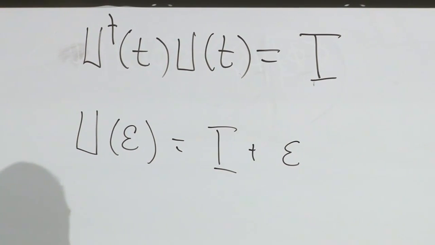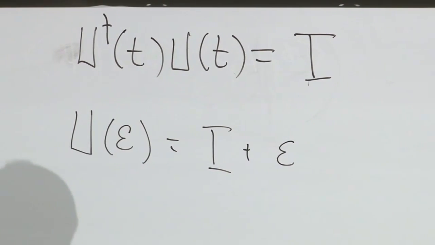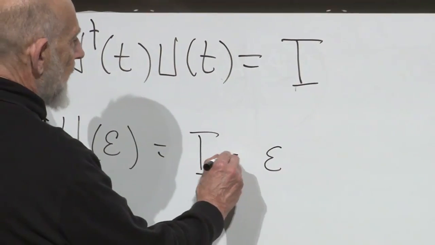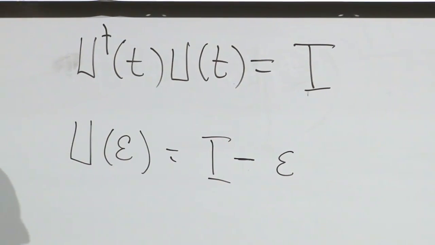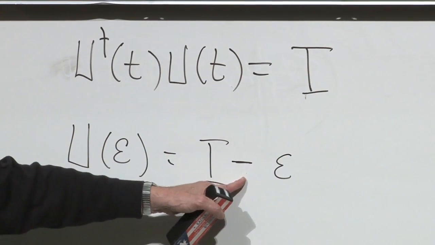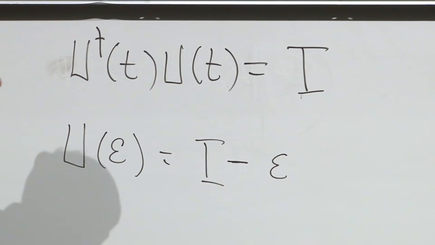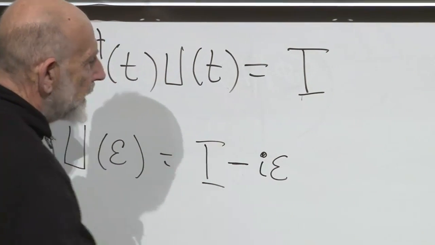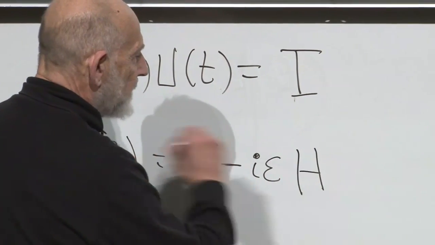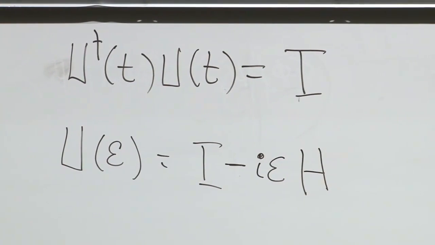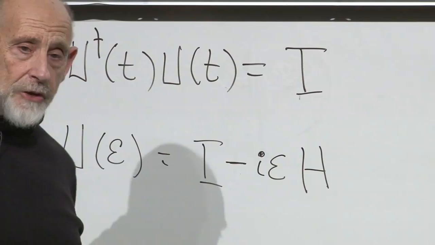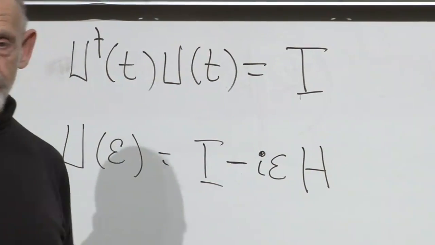I'm going to make use of a freedom that I have, and I'm going to put a minus sign here. We're going to put an operator over here. This minus sign has no content yet. Unless I know what the operator is over here, the minus sign just absorbs into the definition. And I'm also going to put an i here. Again, there's no content yet because I haven't told you anything about H. H is some operator. Epsilon times H is just an operator, and i epsilon H is just an operator.